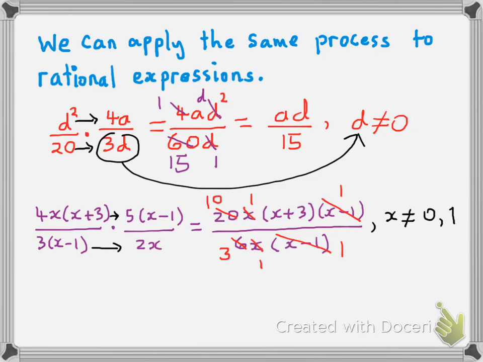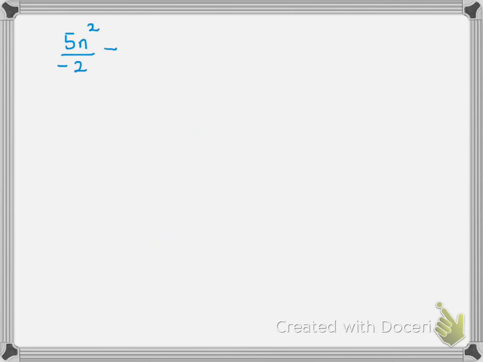And then our result we can rewrite as 10 times 1 times x plus 3 times 1. You get 10 times x plus 3, divided by 3. And your restriction is still 0 and 1. So that is the final result there. It is in lowest terms. So that is about multiplication of rational expressions.